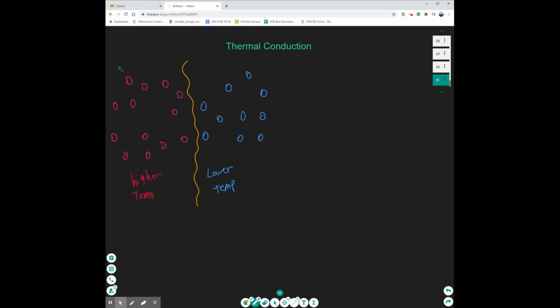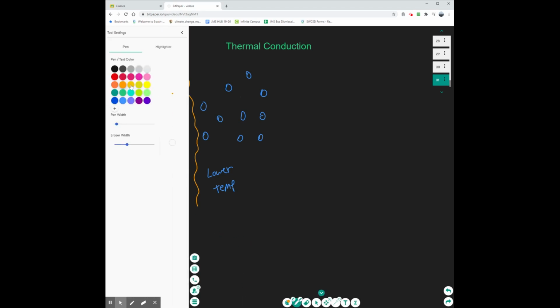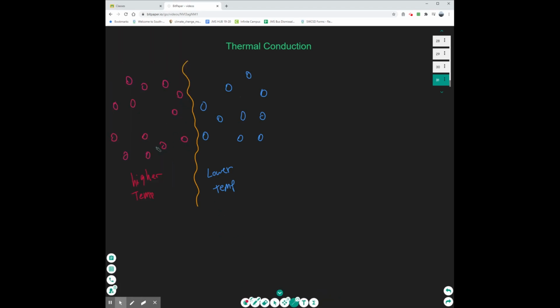I'm using air particles, and you'll see I've got two sections of air, a red side and a blue side, separated by this orange line or wall. On the left side, we have our red higher temperature particles. On the right side, we have our blue lower temperature particles. I tried to make that similar to how your brain would do that automatically.